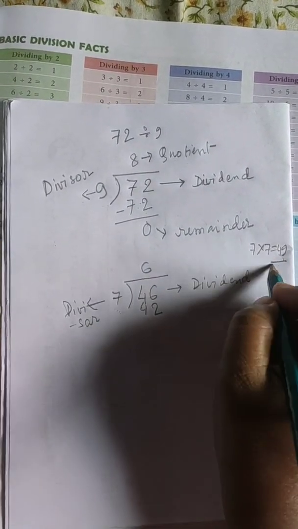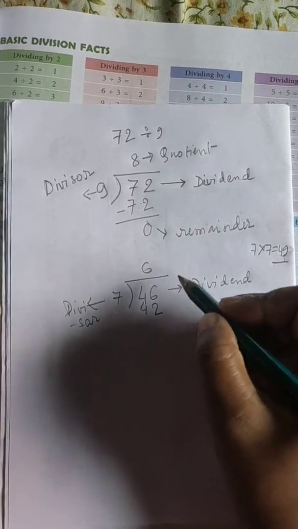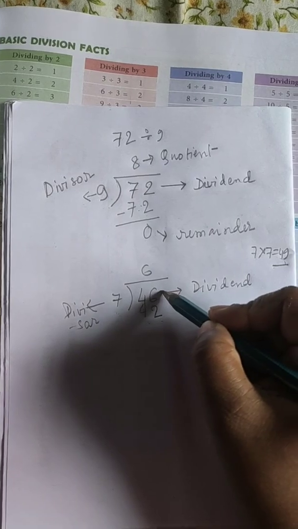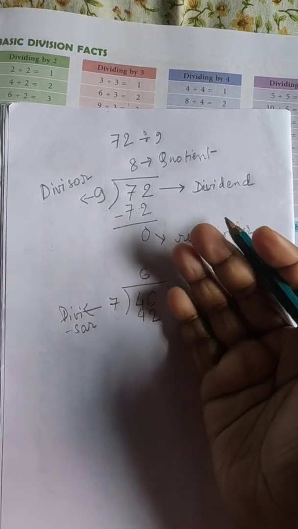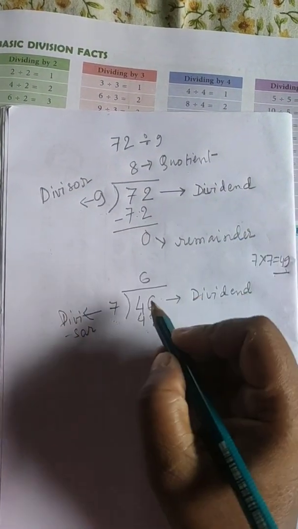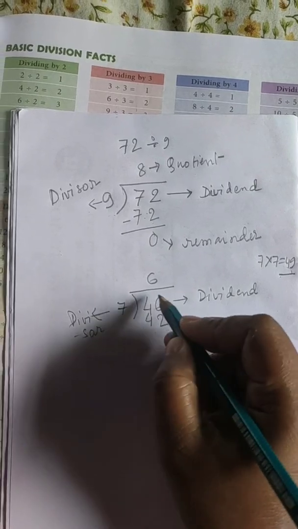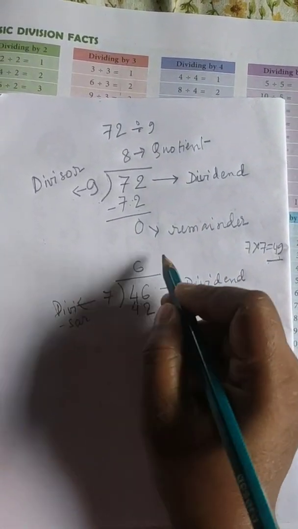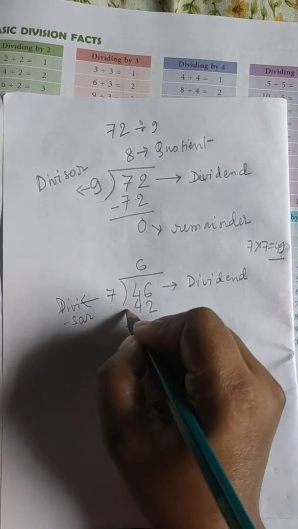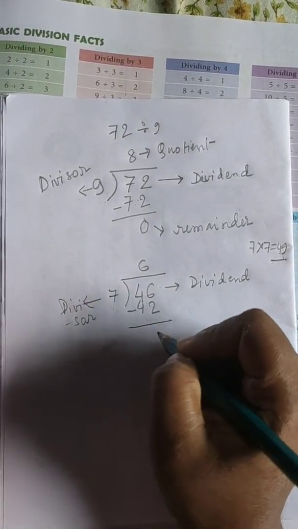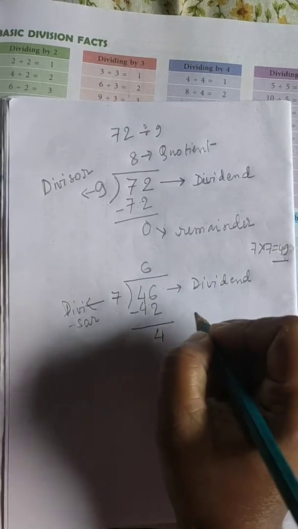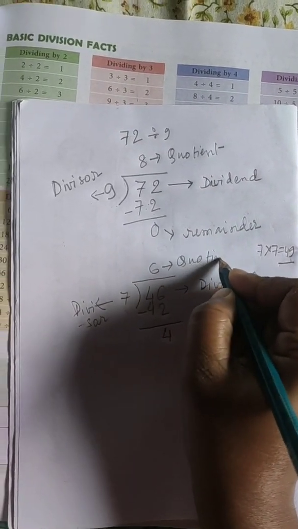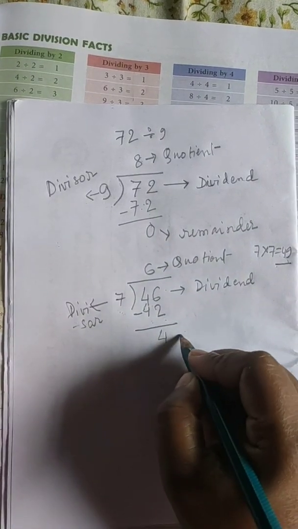Why will we not take 49? If we take 49, we cannot subtract 49 from the number 46. So we always have to take a product that is less than the dividend. So 7 sixes are 42. Now we will do the subtraction. What is the answer? 4. So this is the quotient and this is the remainder.